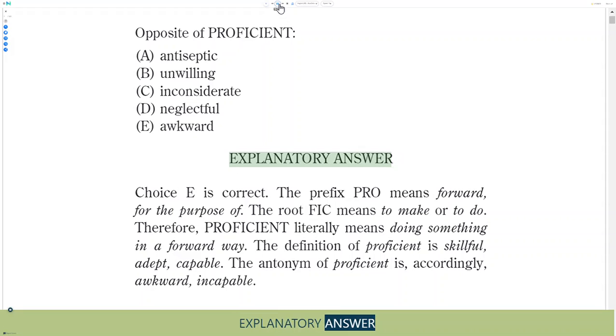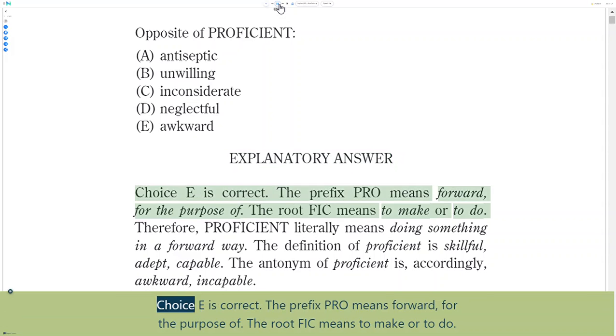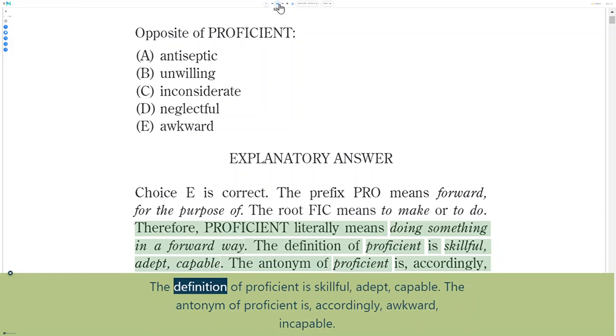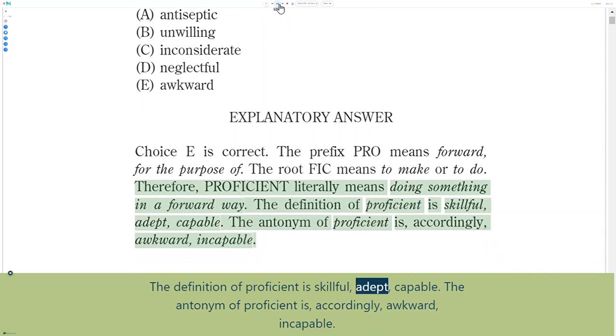Explanatory answer. Choice E is correct. The prefix pro means forward, for the purpose of. The root fic means to make or to do. Therefore, proficient literally means doing something in a forward way. The definition of proficient is skillful, adept, capable. The antonym of proficient is, accordingly, awkward, incapable.